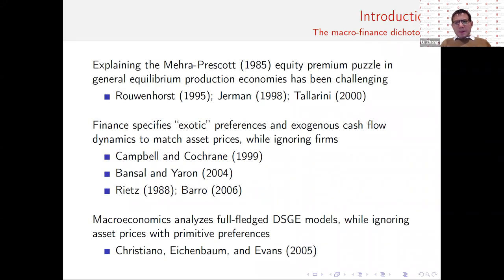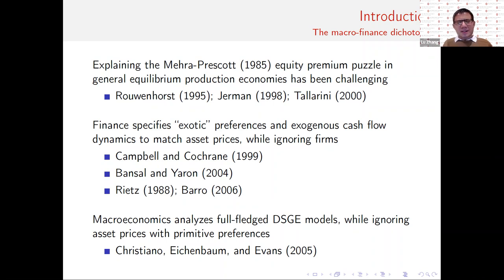The motivation of the paper is actually a pretty well-known and fairly important puzzle in macro finance. That's the equity premium puzzle by Mehra and Prescott, 1985 article. It turns out understanding the equity premium puzzle in general equilibrium production economies has been extremely challenging. Over the years, many researchers have tried to address this anomaly, and Rouwenhorst's 1995 paper, a book chapter, is really the first work that tackles the equity premium puzzle in a GE production economy.